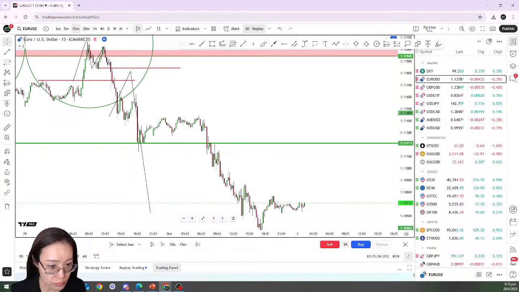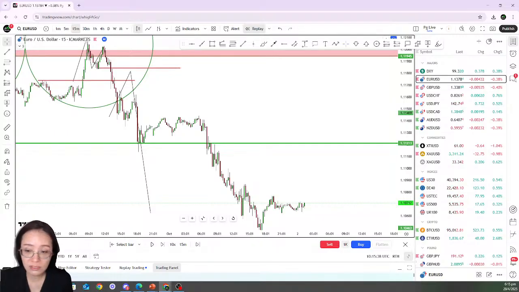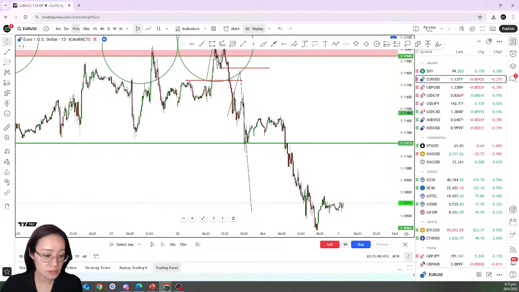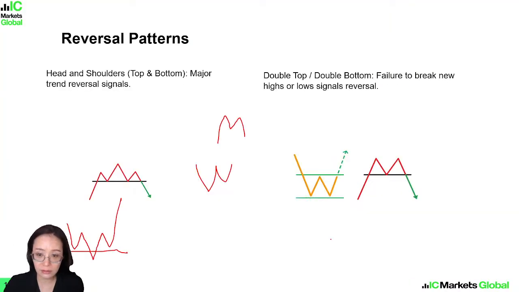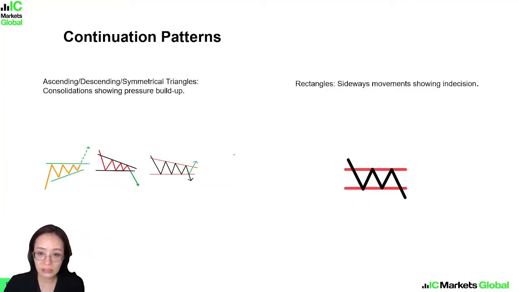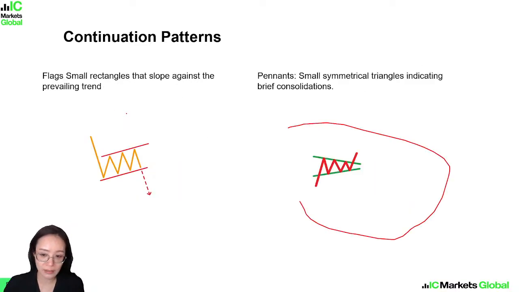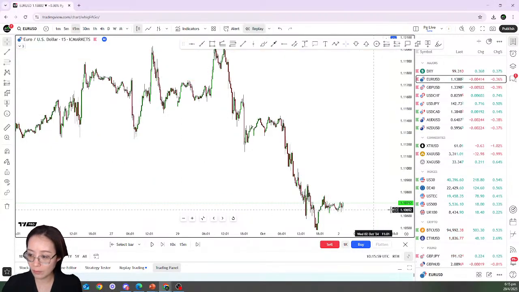Can you show continuation pattern? Continuation pattern usually is this pattern. I don't know if I can find it, let me see. Flag. Oh, actually yes, I think I saw that. Gold, we have that. Okay, I go back to gold.